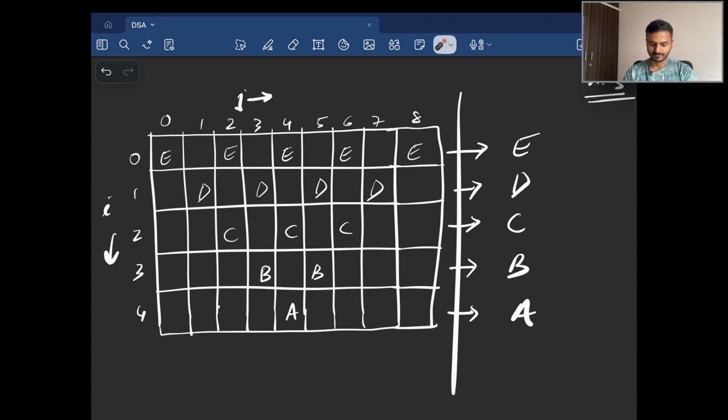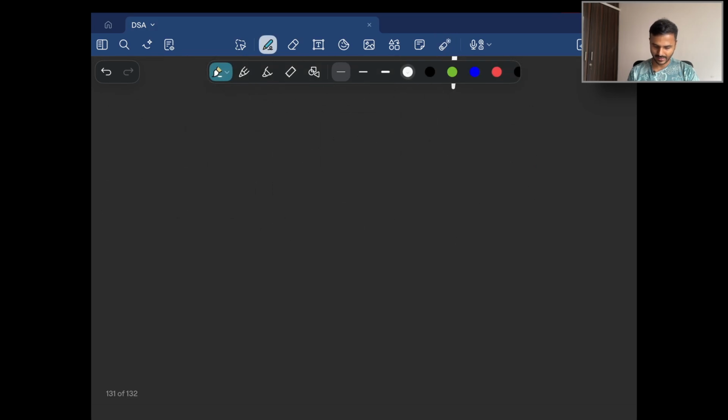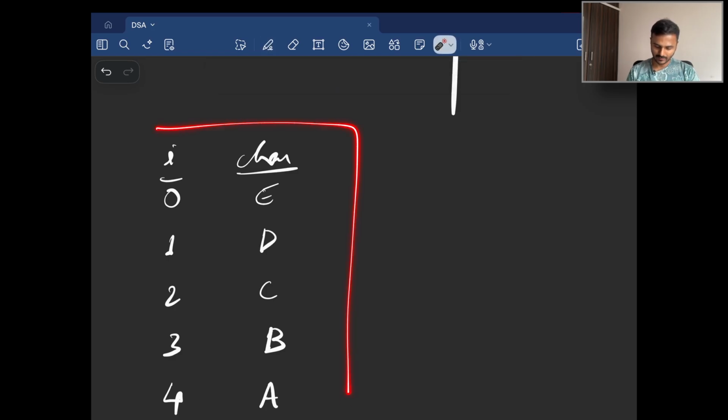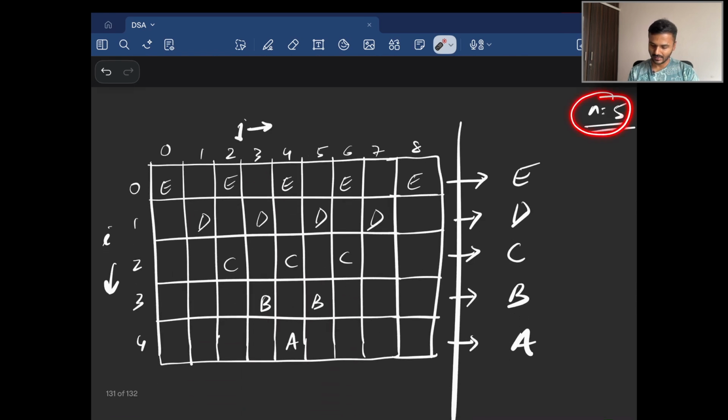So what is the next step? Well, the next step is to determine what to print in that given row, correct? So for that, let's take a look at the row number and what we are supposed to print. And let me write it down over here. So when i is 0, the character that we are going to print is E. When i is 1, we are going to print D. When i is 2, we are going to print C. When i is 3, we are going to print B. And when i is 4, we are going to print A, right? And this would be the case when n equal to 5.